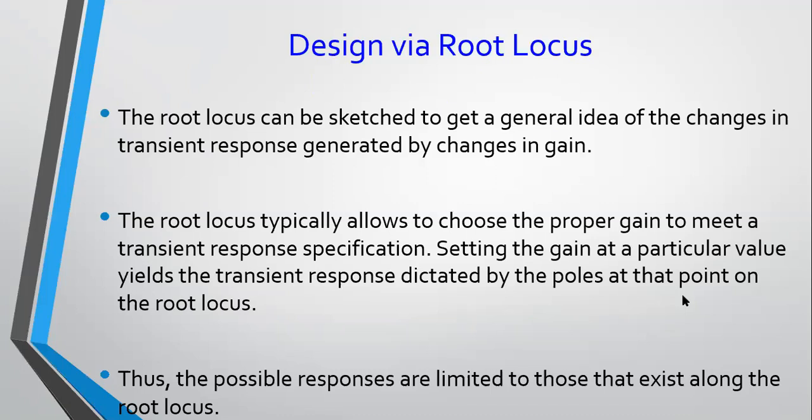So we've seen already that the root locus can be sketched to get a general idea of the changes in transient response generated by changes in gain. Basically, the root locus is the location of the poles as you start varying the gain of the system. It typically allows us to choose a proper gain to meet the transient response specification. We've seen before that the location of a pole has a direct implication on the transient response we get.